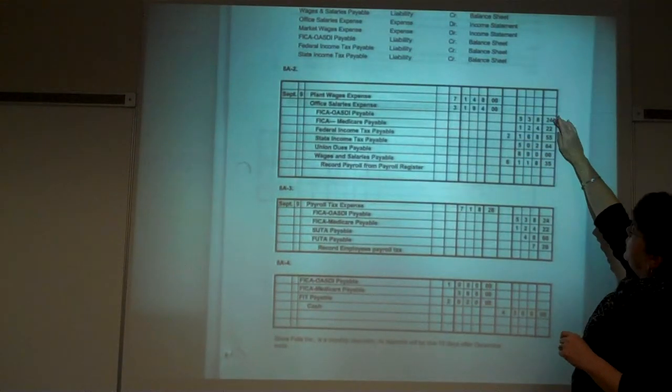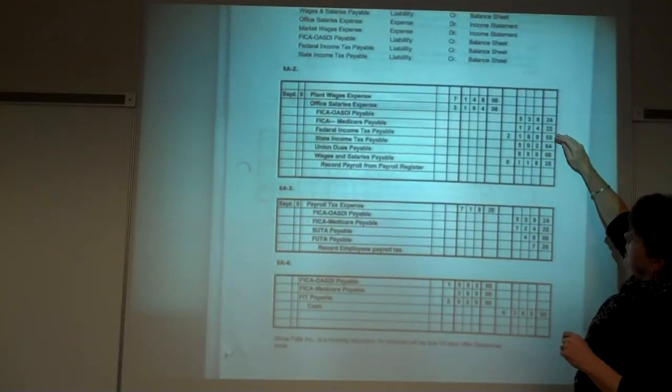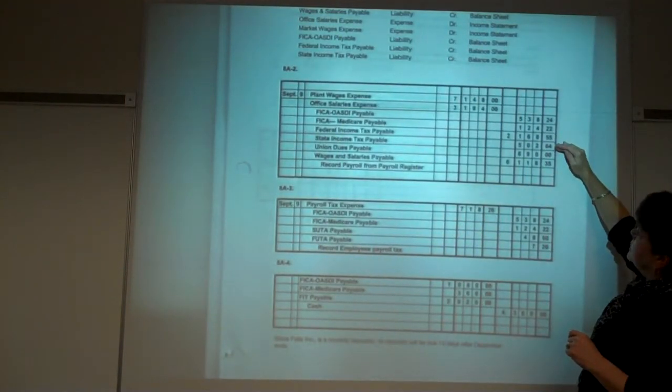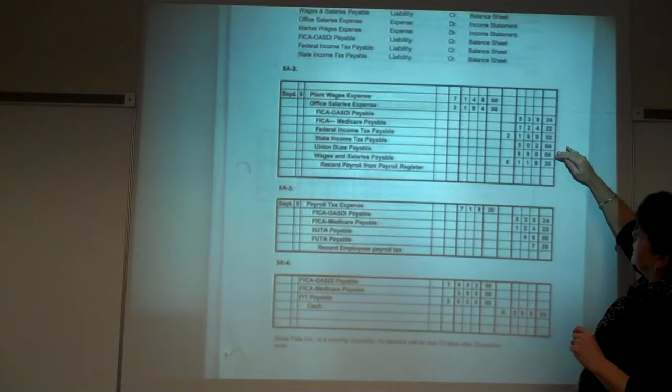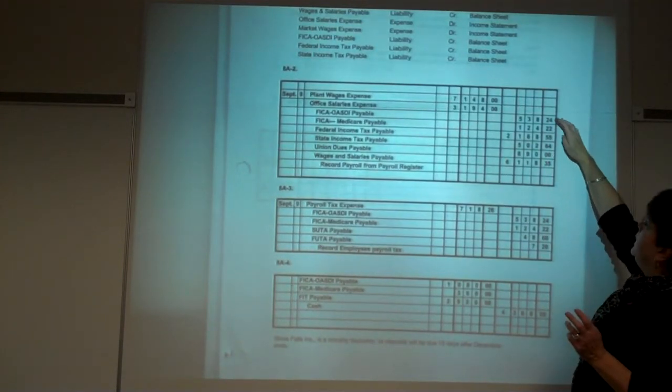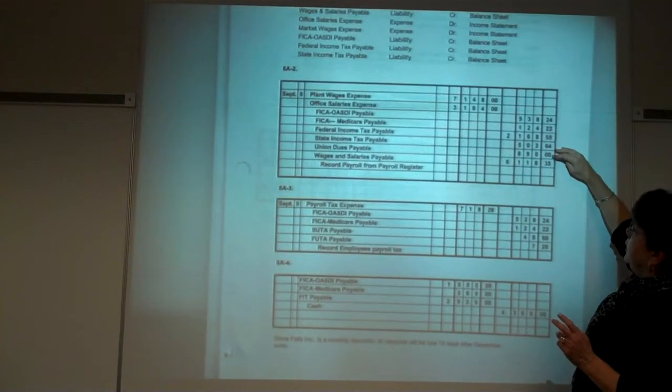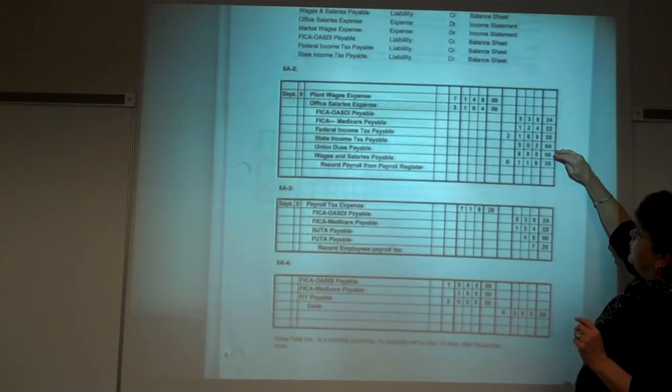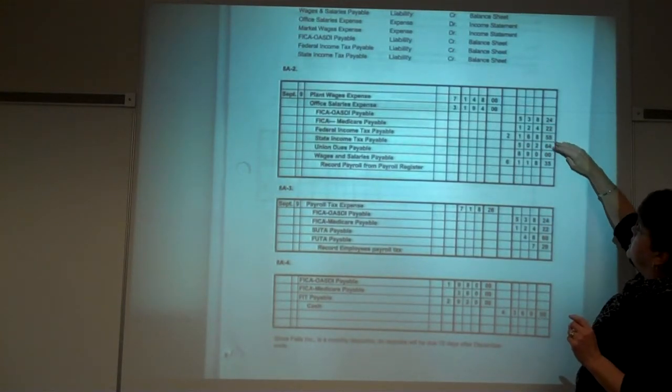And we had the OASDI, we had the Medicare, we had the federal income tax, you might have state income tax. Here we had union dues, we could have health insurance, we could have a number of items that we've withheld from the paycheck. These are the deductions.